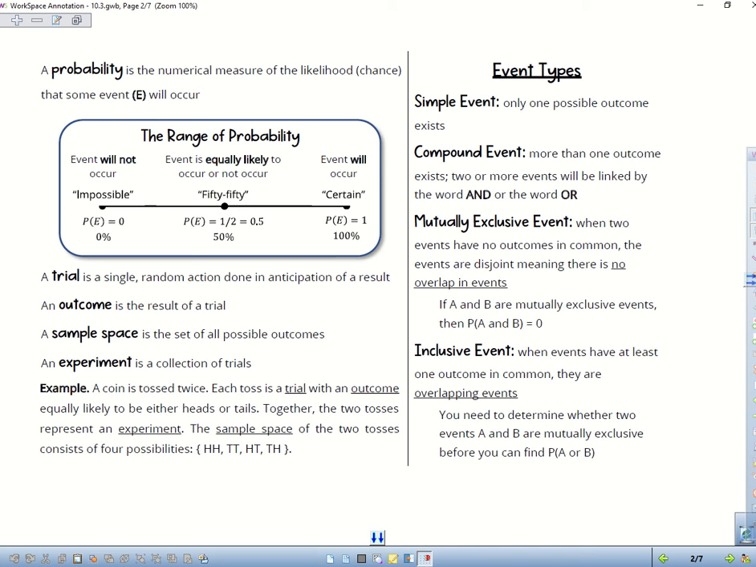Everything else in probability falls within that range. So if your number is outside of 100%, like beyond 100%, or a number bigger than 1, it is not a probability anymore. If it's negative, it's also not a probability.